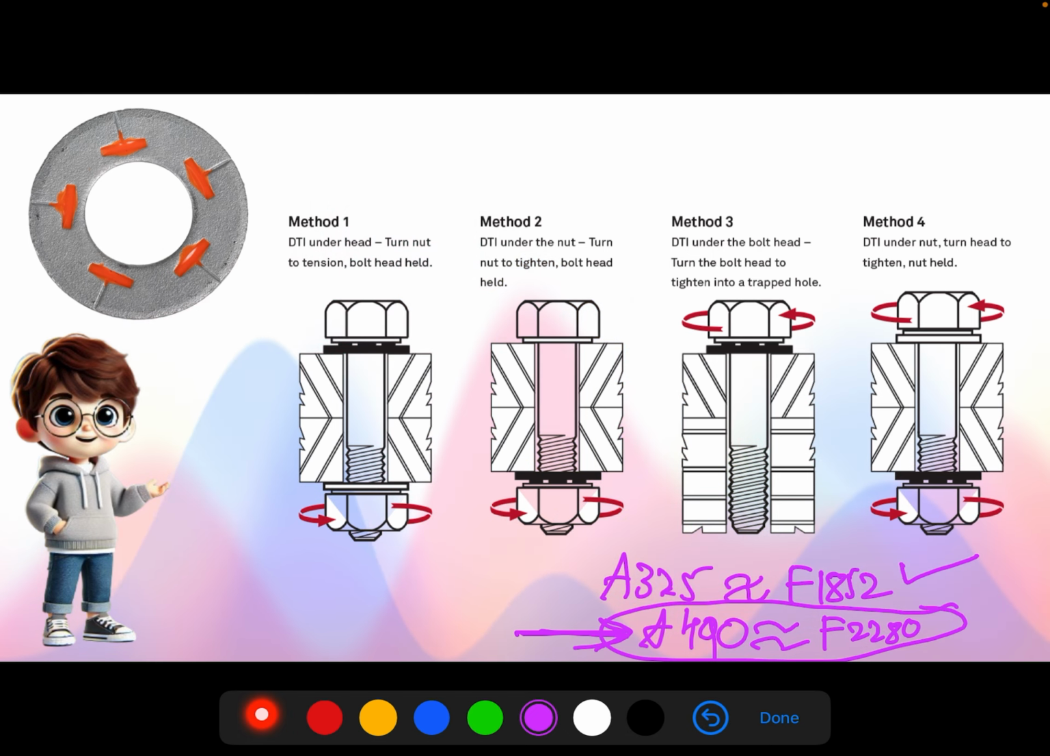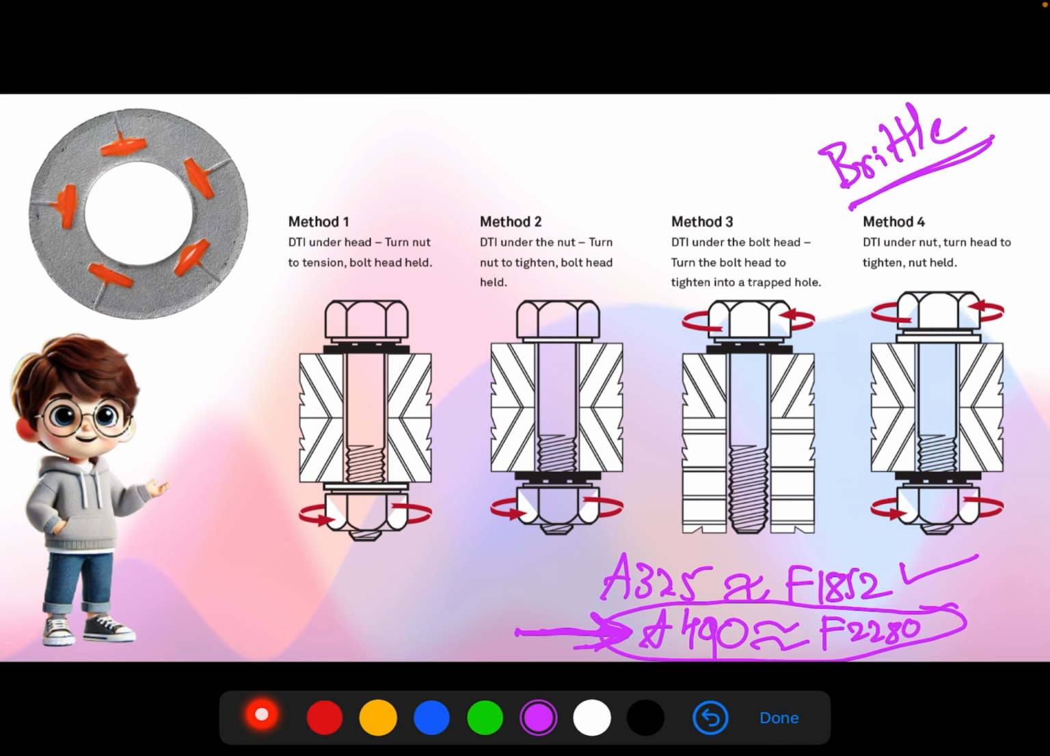Why? Because due to the chemical composition, this bolt will lose its strength properties at high temperature. When you are preparing galvanized bolts, the bolts will be immersed in the hot molten zinc which is at high temperatures. At that high temperature, A490 bolt will lose its strength properties and the bolt will be brittle. So that is the reason why A490 bolt will not be available in galvanizing. In the same way F2280 also.